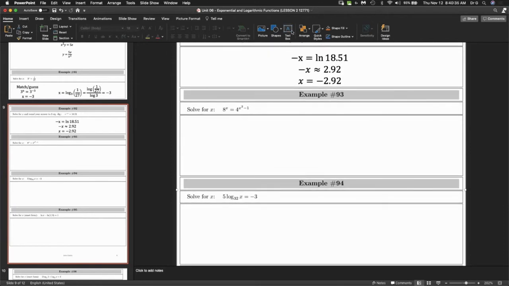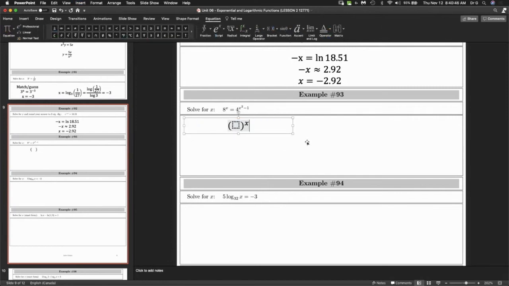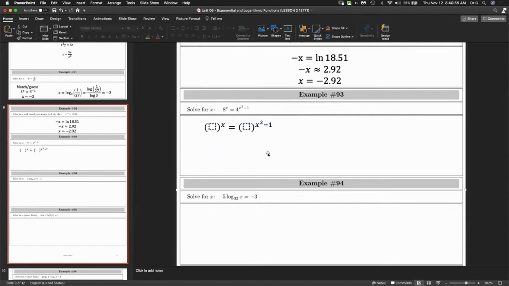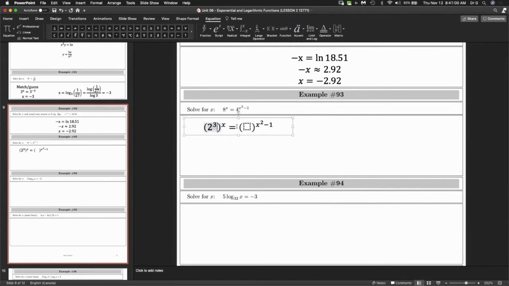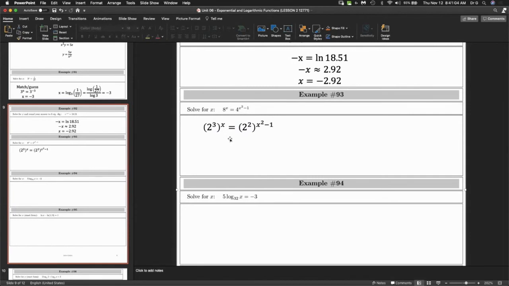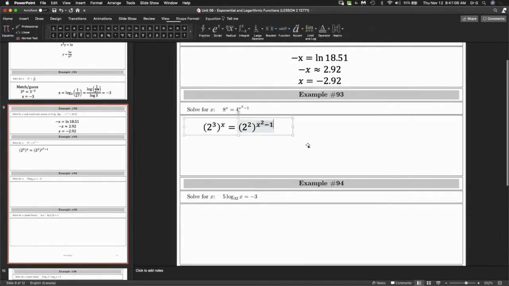Okay, so this next example, notice that we have 8 and we have 4. This example, you would have seen it in grade 11, just to keep you in perspective here. Notice that 8 and 4 actually share a common base. They're both powers of 2. 8 is 2 to the 3, and 4 is 2 to the 2. So we could use a common base mentality here to get to the question.